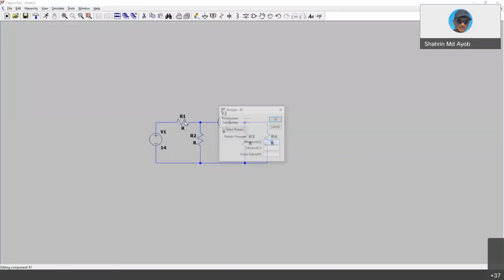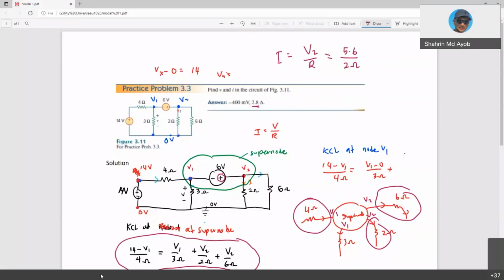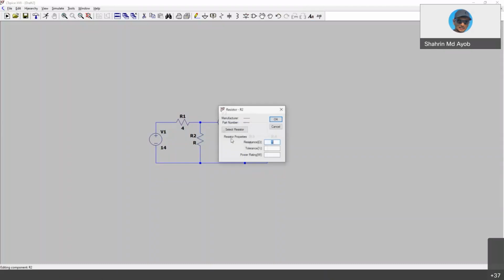Same thing for the resistor. So this one, right click, 4 ohms. Okay, so this one 3 to 6. Right click, 3. This one, right click, is 2, and this one, right click, is 6 ohm. So we have already done the circuit.